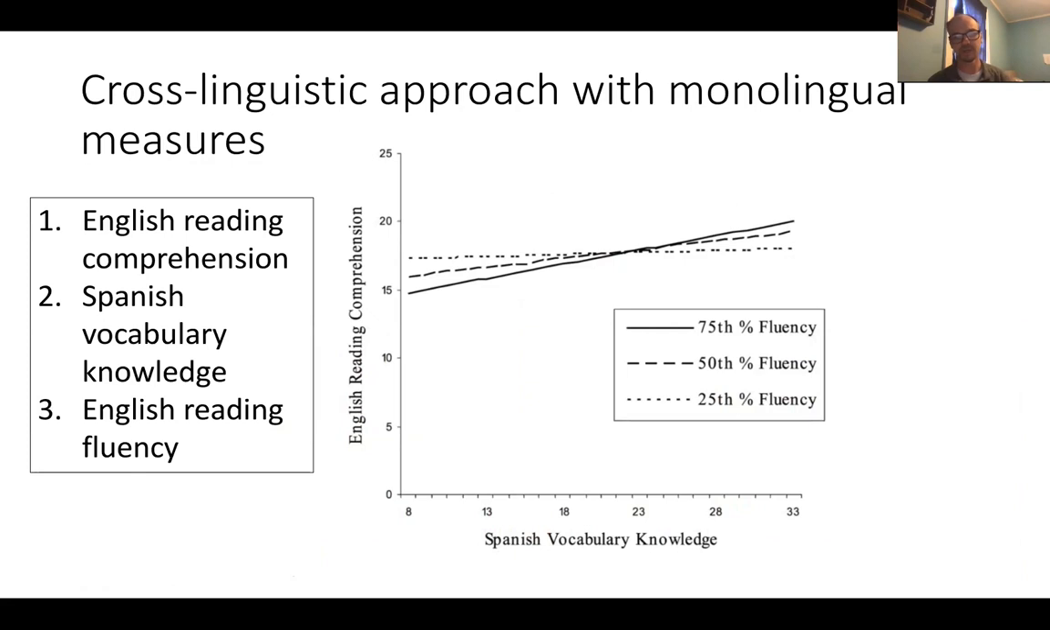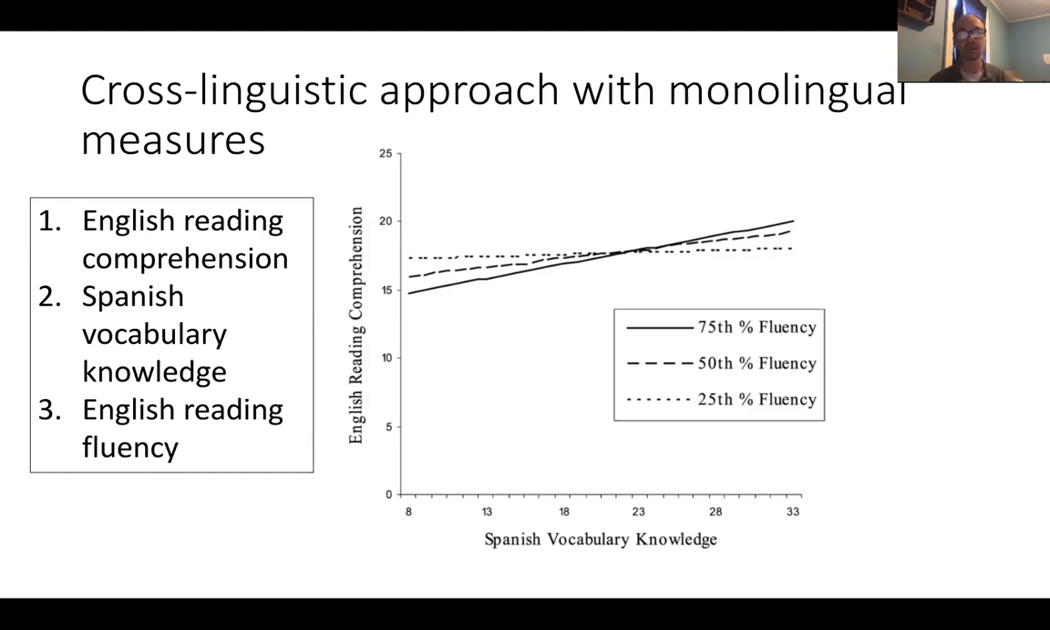And so what we did was we said, does performance in Spanish vocabulary associate with performance in English reading comprehension? We were already controlling for English vocabulary because we knew English vocabulary is very correlated with English reading. So we wanted to know, in addition to English vocabulary predicting English reading, does Spanish vocabulary also predict English reading? And the answer to that was yes, there was an association between Spanish vocabulary knowledge and English reading comprehension.